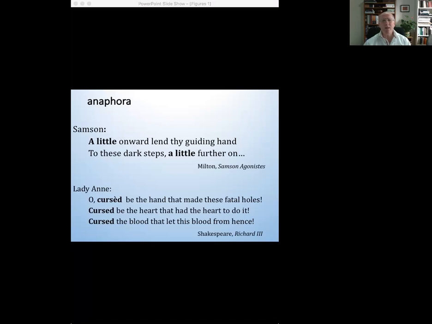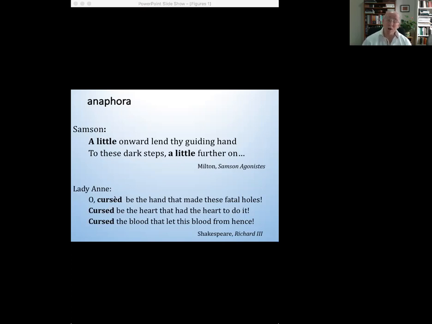Now, what is a little unusual about his language here is that consecutive clauses begin with the same words, a little. And this is the distinguishing feature of the figure called anaphora. In this instance, I do think it goes to give us a sense of just how depressed and down the enslaved blind Samson is. He finds it difficult to continue to move forward. And so he begins the sentence, a little onward lend thy guiding hand to these dark steps, has a pause in it, and then begins again, a little further on.